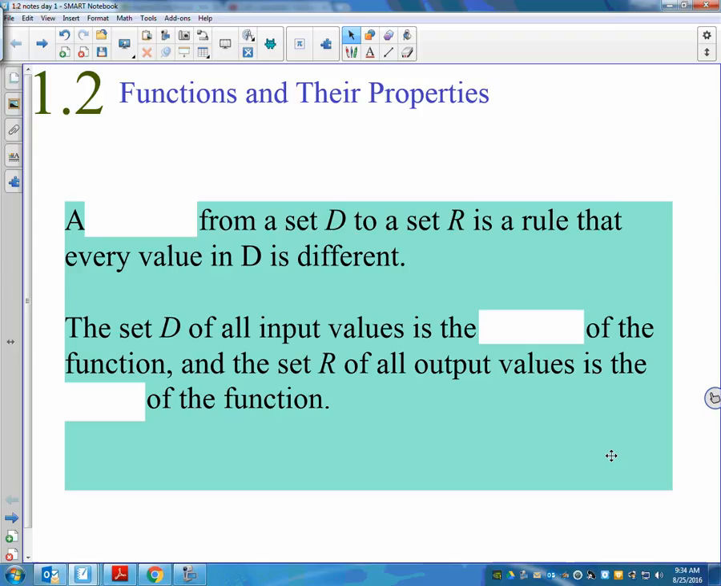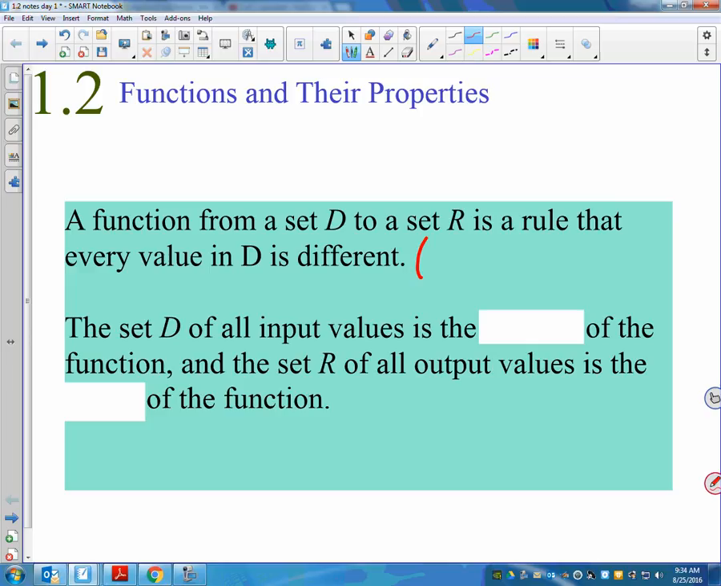All right, so we talked about this yesterday. A function is a set, they use D and R for domain and range, a set D to a set R. There's a rule that every value in the domain is different. So maybe you could write here, all x's are different.